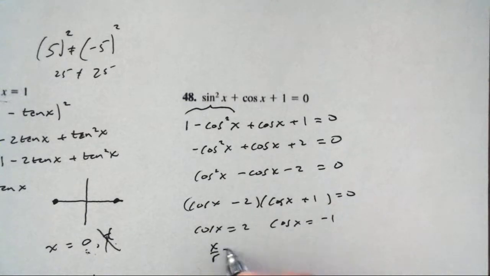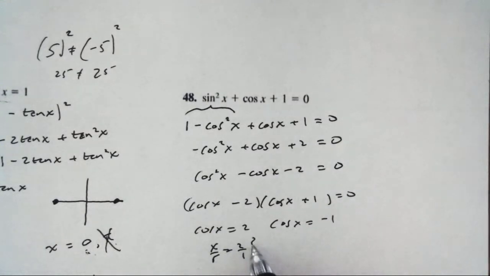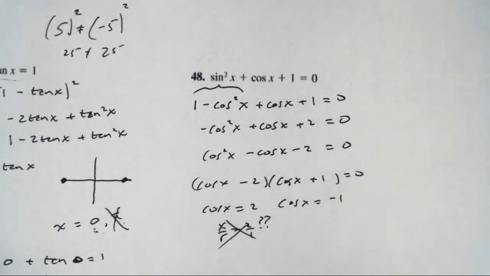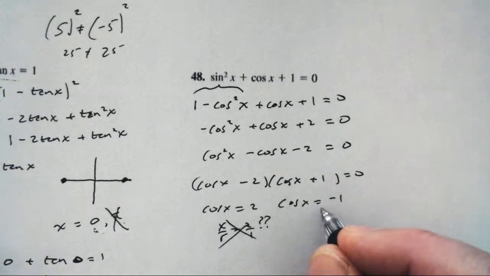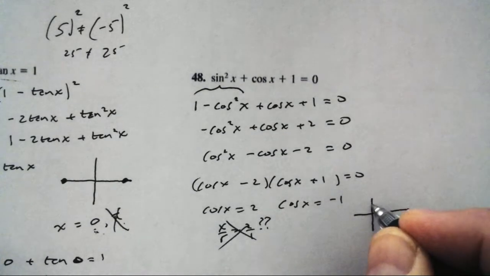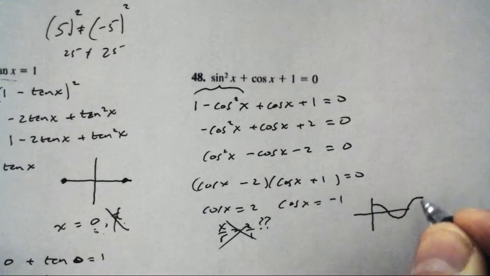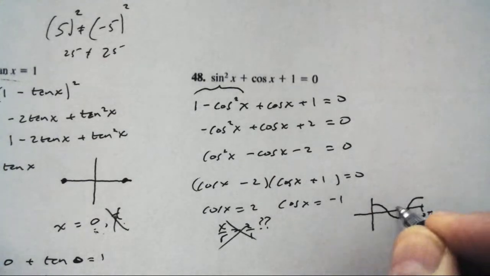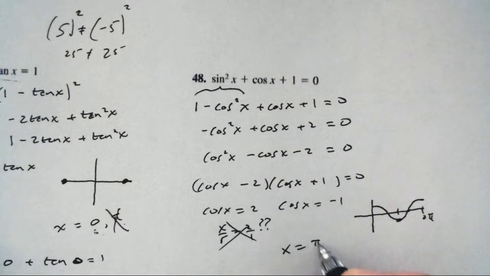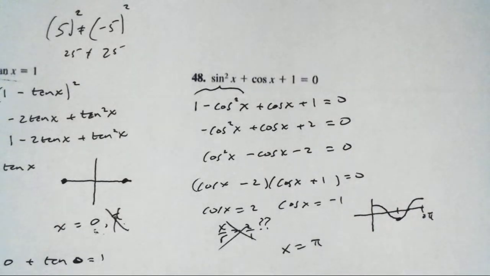When is cosine of x 2, or r to 1? When is x bigger than r? It is not. When is cosine -1? Well, that's quadrantal. My graph of cosine looks like this, and it hits -1 right there at pi. X equals pi.